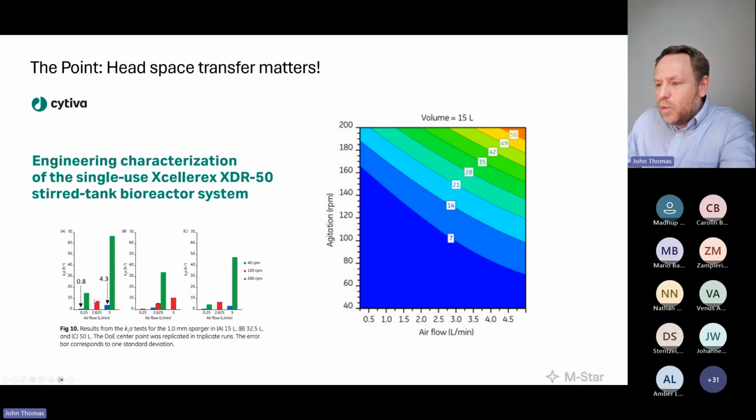Okay, so we're looking here at the 40 RPM impeller speed. That's way too low to break up any bubbles. The bubbles are just kind of rising like a bubbler. There's not any breakup going on inside the system. And this is the lower fill volume here, the 15-liter system right here.